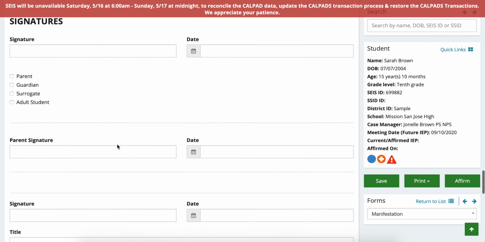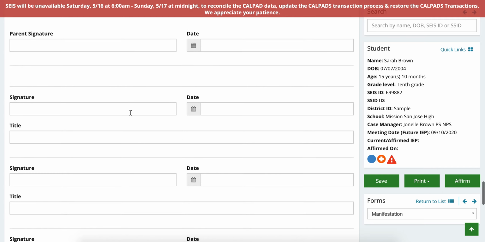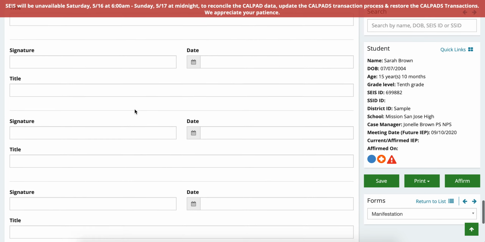And again, as you scroll further, it's going to be signatures for everybody who had attended the IEP. The top is going to be for the parent or guardian, or the adult student if they are 18, and then everyone else who had attended the MDR. All right.